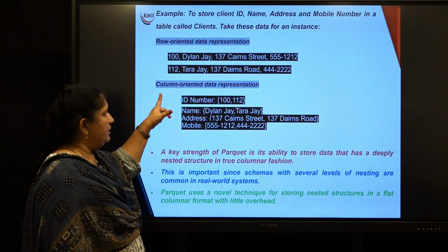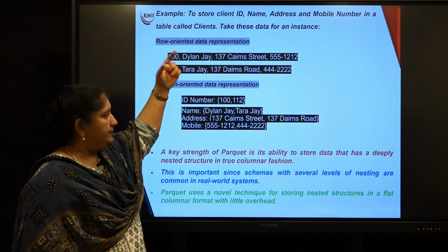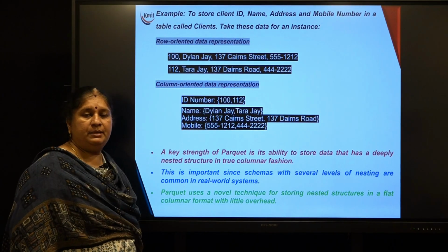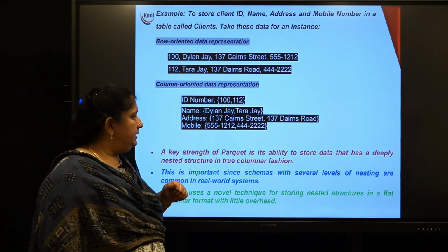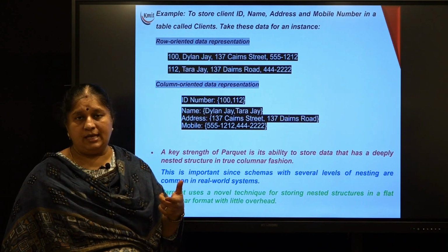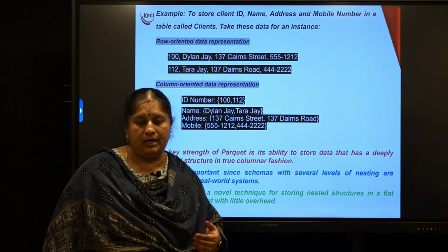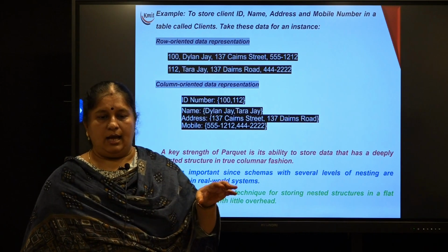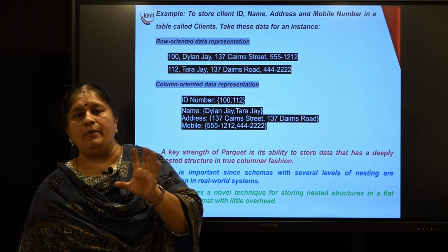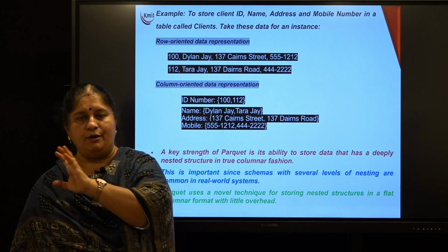On the other hand, if we are using column oriented representation, all the IDs will be represented in one set, all the names will be represented in one set, all the addresses and mobile numbers will be represented in other sets differently. Now the point is we are trying to say column oriented representation saves time when you are accessing complete columns, right? Now my question is, say for example, I have a query: show the client names and their mobile numbers. How do we write it in Oracle? Select client name and mobile number from clients.